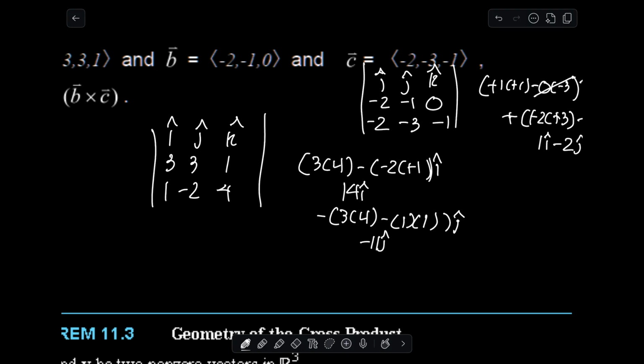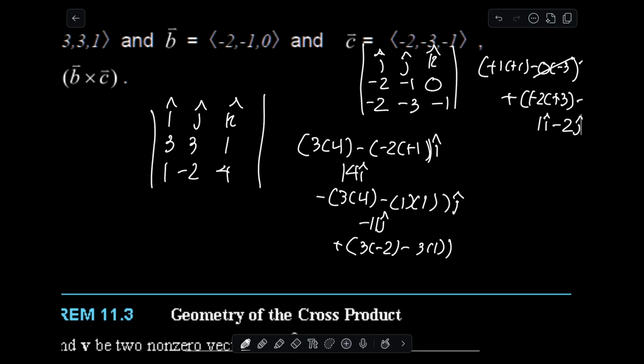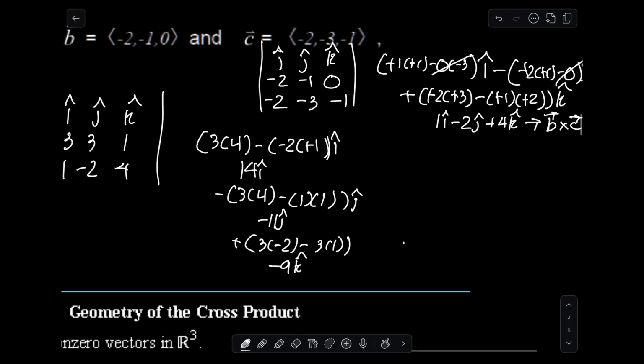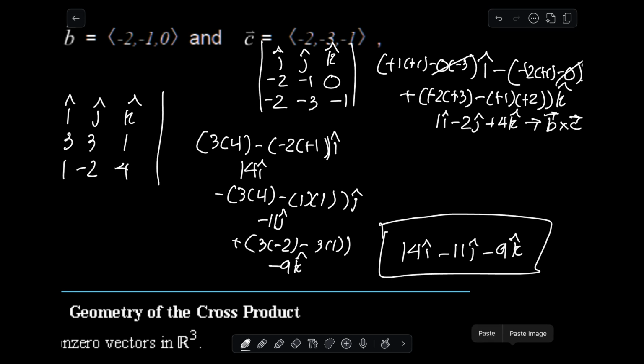And then we're going to cover up the K hat now. So now it's going to be plus 3 times -2 minus 3 times 1, which will get us -6 minus 3, which is -9 K hat. So it's going to be -9 K hat like that. And then our resultant vector is going to be 14 I hat minus 11 J hat minus 9 K hat as our resultant vector.